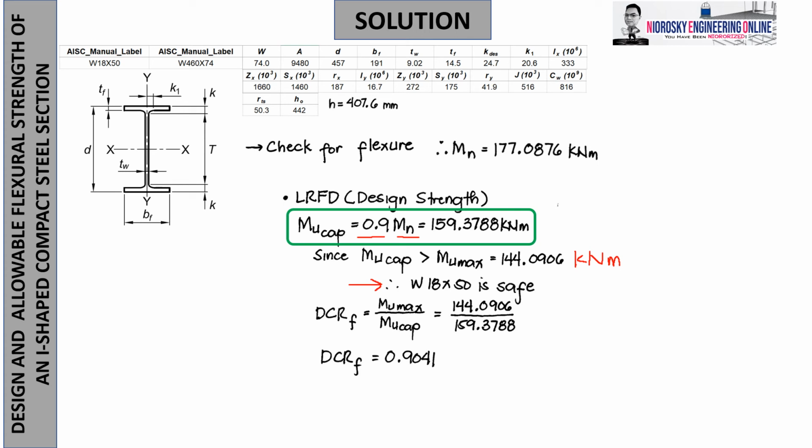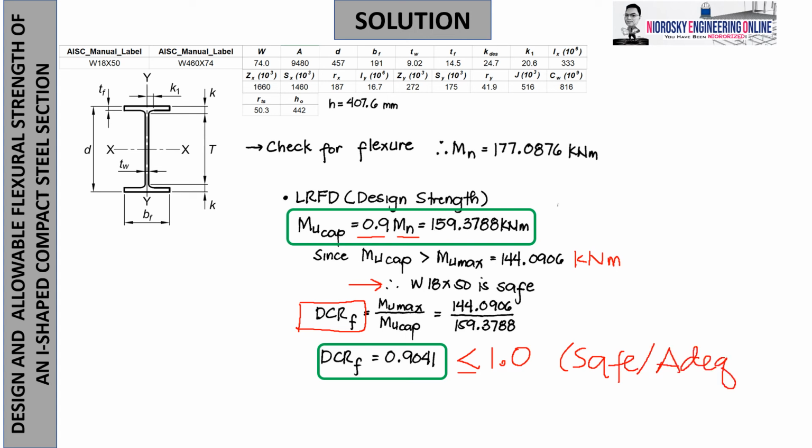Now, to compute demand capacity ratio under flexure or the DCR sub F, you just divide the Mu max over the capacity. So therefore, getting 0.9041. So meaning, dito pa lang malalaman mo na kung safe or unsafe eh. If your demand capacity ratio is less than 1, o sabihin natin less than or equal to 1, that is already safe or simply say adequate. Pwedeng safe, pwedeng adequate. Okay? So pagka nag-more than ng 1.0, in theory, that is unsafe or inadequate. Bakit in theory?